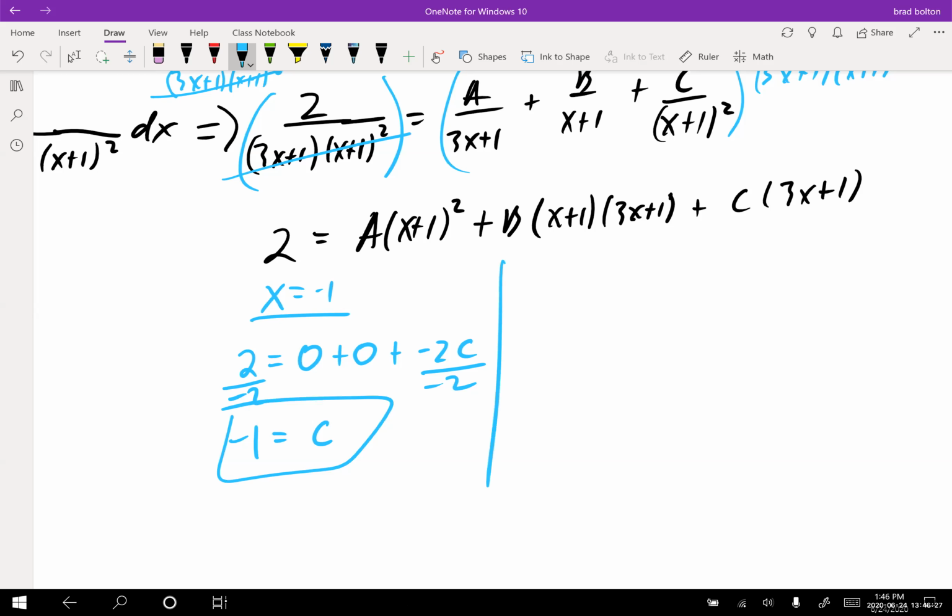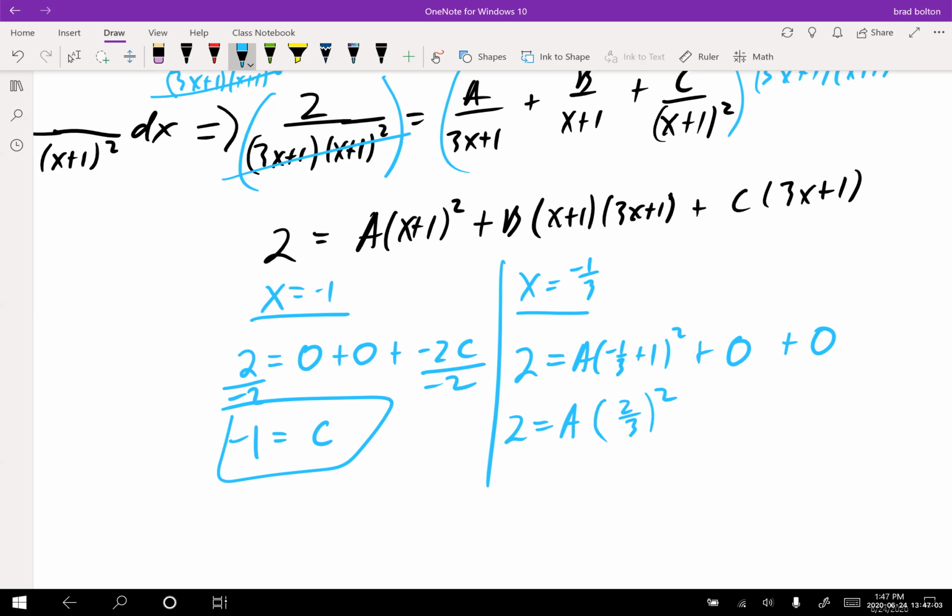So that's our c. Now another good x would be what? -1/3. All I did was set 3x plus 1 equal to 0 and solve it in my head, so we get -1/3. So now I'm going to go 2 equals a times, I'm going to write this out because fractions aren't everybody's friend, 2/3 squared, plus 0 and then plus 0, right? Because -1/3 is going to cancel both of those 3x plus 1s and become 0. So then we just have 2 is equal to 4/9 a. So then we multiply both sides by 9 over 4.